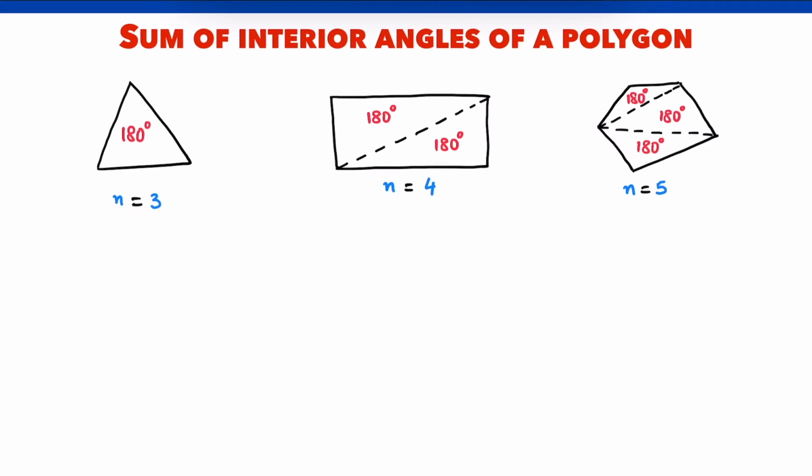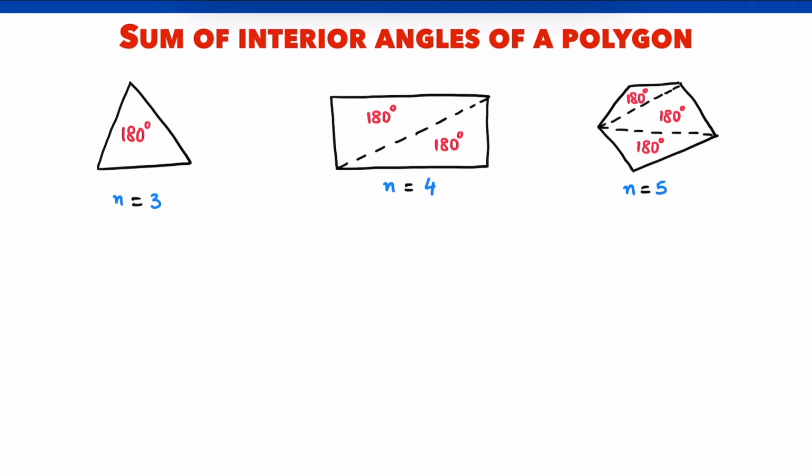Quite simple, right? But what happens if we have a polygon with, let's say, 100 sides? How do we find the number of triangles that fit into this polygon, a polygon with 100 sides? Don't worry, there is an easier way out.